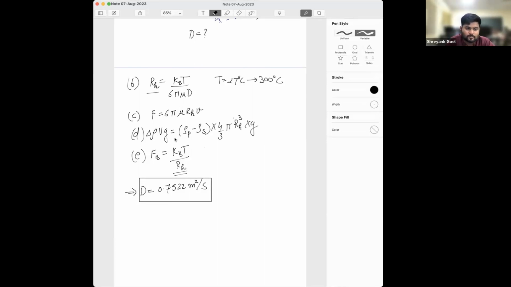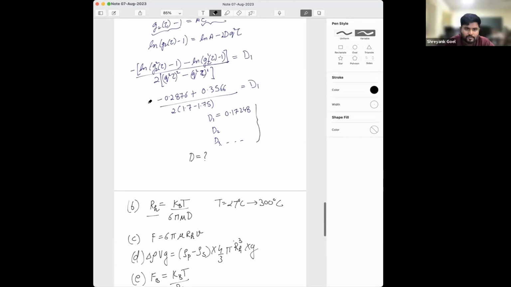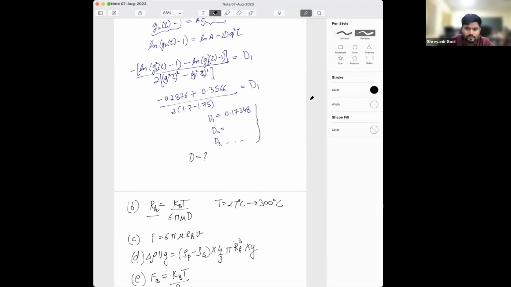Devaru, did you get other values of diffusivity like D2, D3? Yes, sir. I told you, I'm calculating. Yeah, tell me. What is the second value?